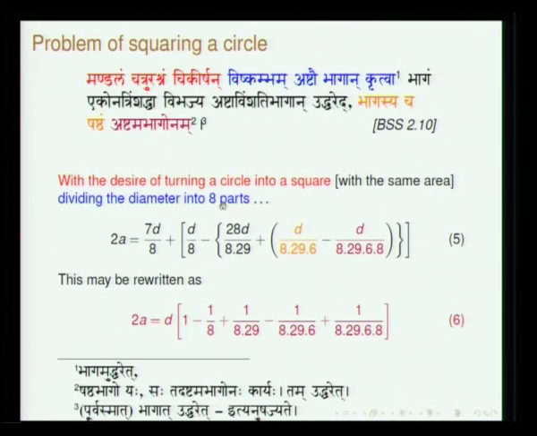Vishkambham Ashtau Bhagan Krutva. Ashtau Bhagan is 1/8 of it. So, make it into 8, divide by 8. Bhagam Ekonatrimshadha Vibhajya. Ekonatrimshat is 29. So, you divide further by 29. One can see that this is exactly the inverse of that, and all the numbers will become evident. So, I will just leave this and proceed to other topics.